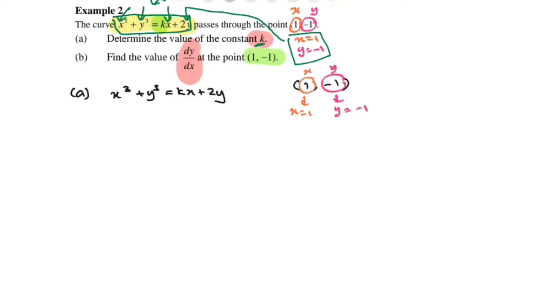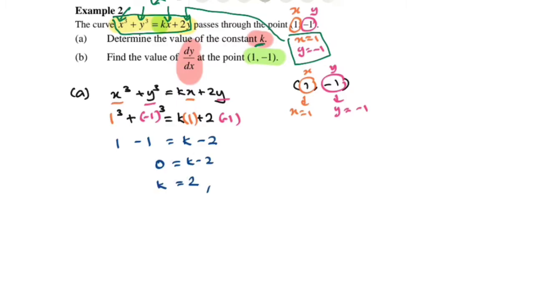Now, just replace all of the x with 1 and all of the y with -1. Next is simplify. 1 cubed is 1, -1 to the power 3 is -1, k times 1 is k, 2 times -1 is -2. Simplify until you find the value of k. Write k as the subject, and you will get your final answer as k equal to 2.